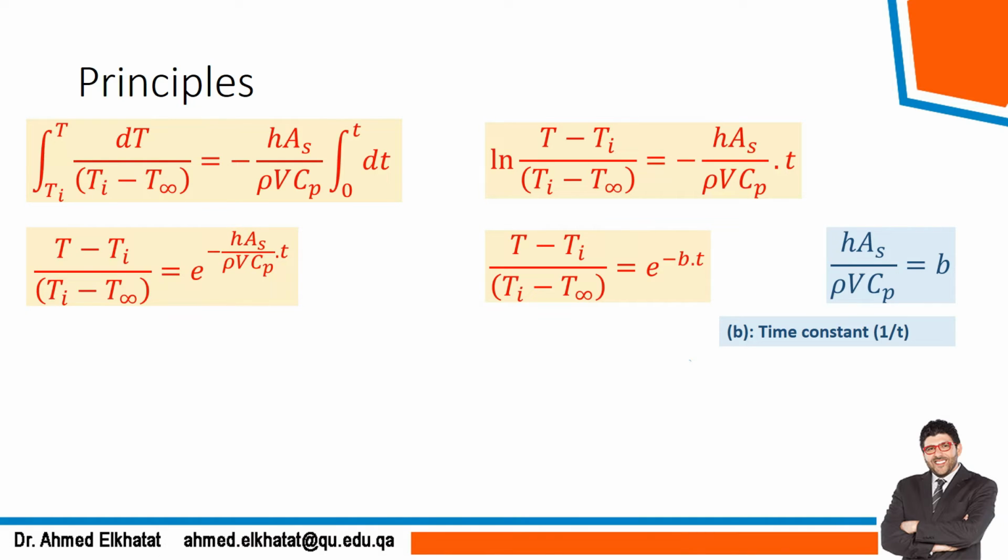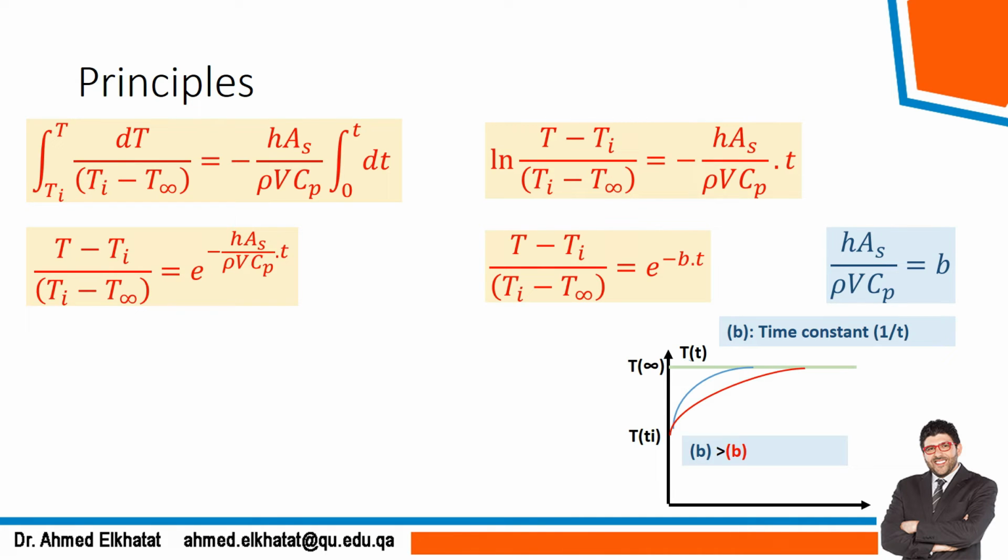If I calculate it, I can determine how fast my shape goes to equilibrium. The bigger the value of b, the more quickly the shape reaches equilibrium. For example, I have two curves. The blue one has a larger b than the red one. As you can see, this is T initial and this is T infinity, and the curve represents temperature against time. So b here reaches equilibrium more quickly than the red line.